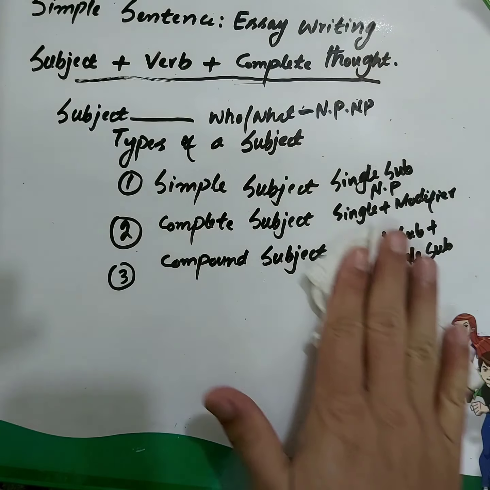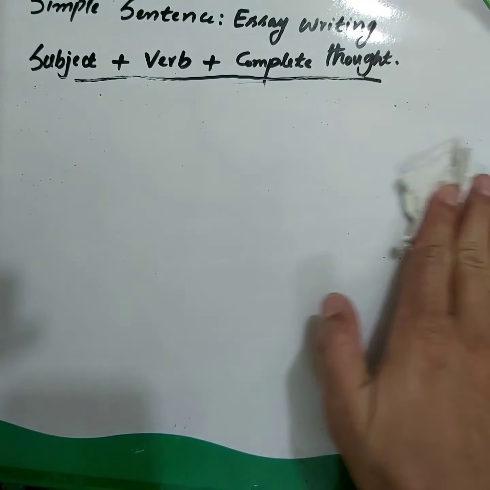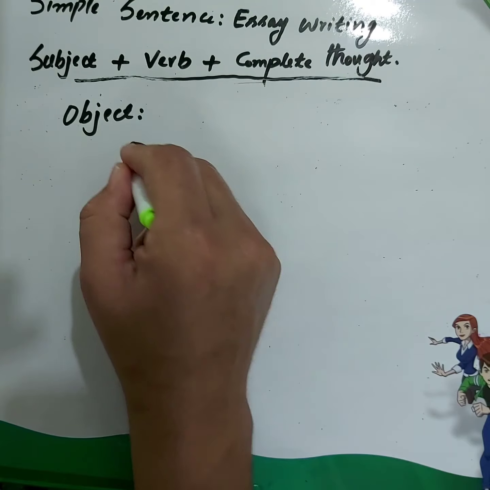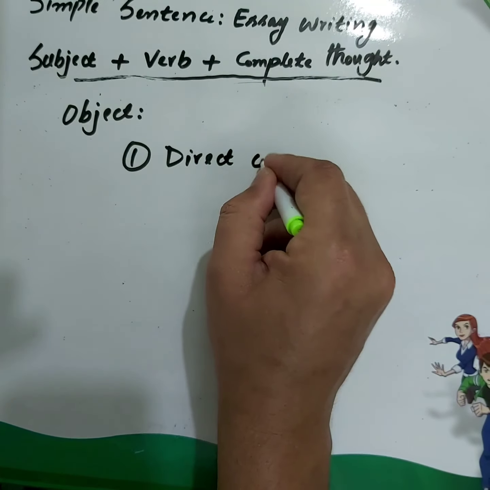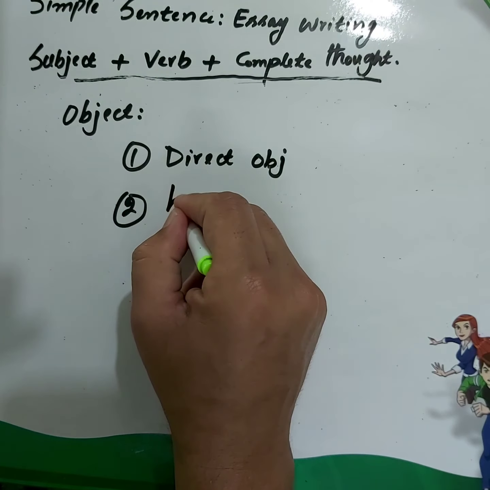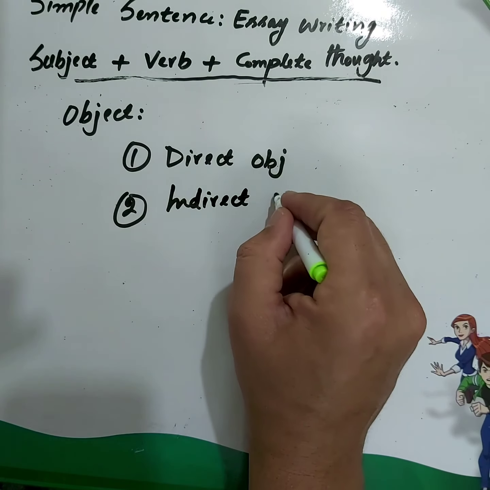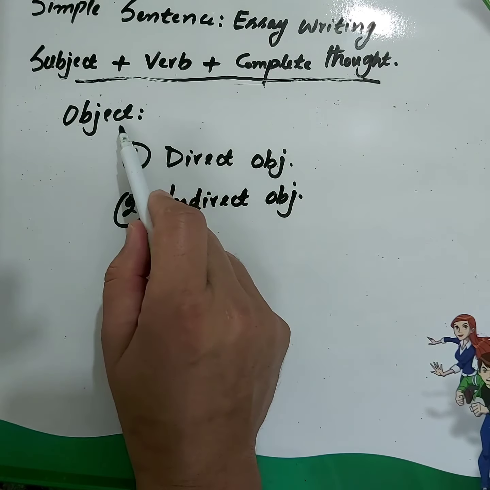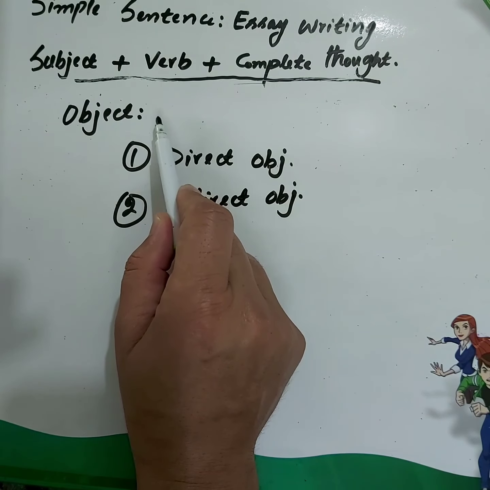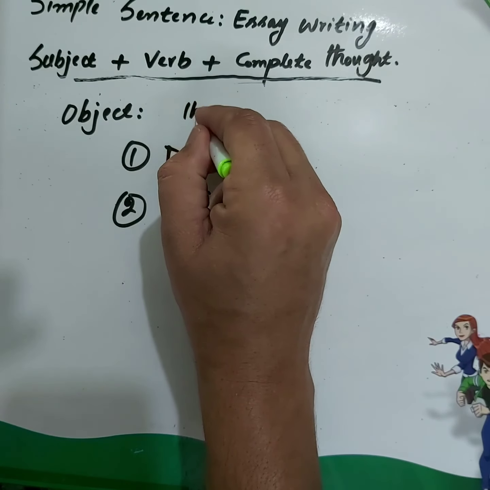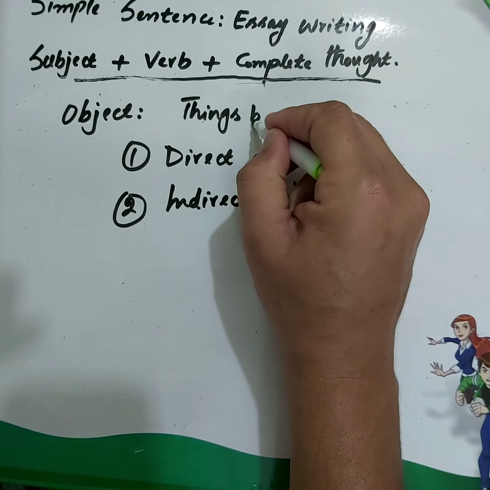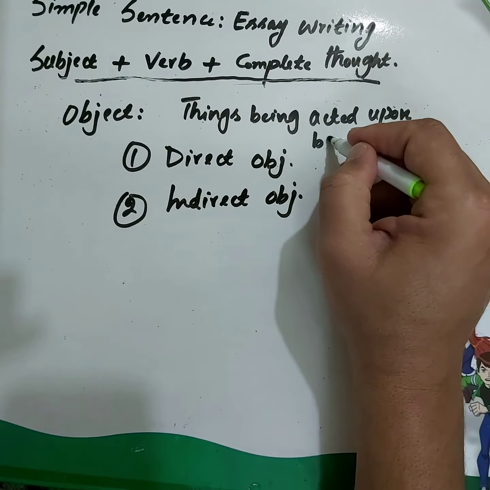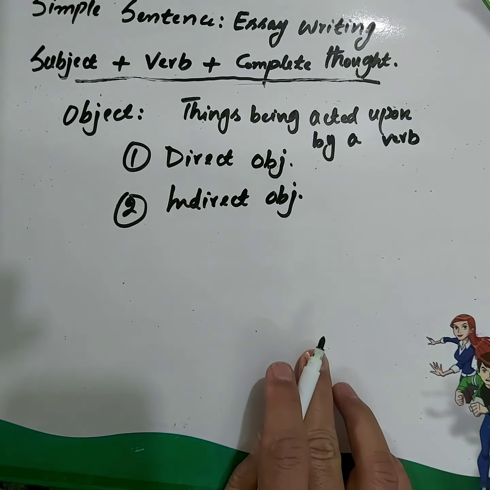Now, students, we will talk about object. What an object is. Object, direct object, indirect object. Students, first we are supposed to define object. Things being acted upon by the verb. Things being acted upon by a verb is called object.